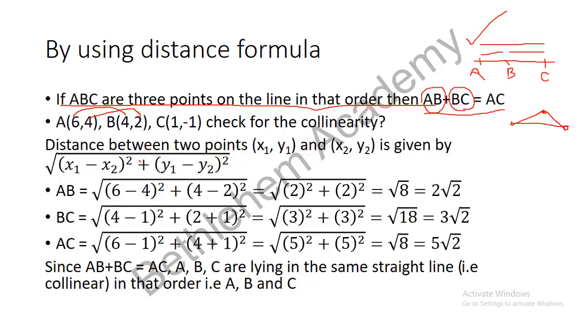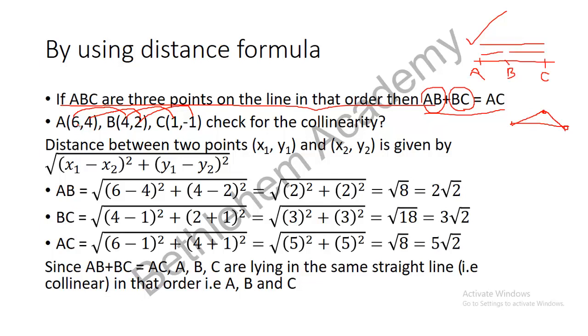Similarly, the distance BC is root of (4 minus 1) whole square plus (2 minus of minus 1) whole square. 4 minus 1 is 3 square, 2 plus 1 is 3 square, that is root of 9 plus 9, which is root 18, or 3 times root 2.